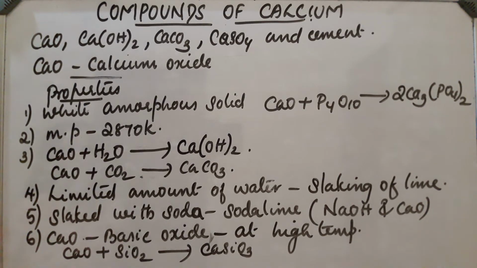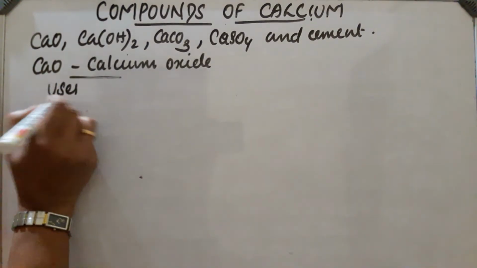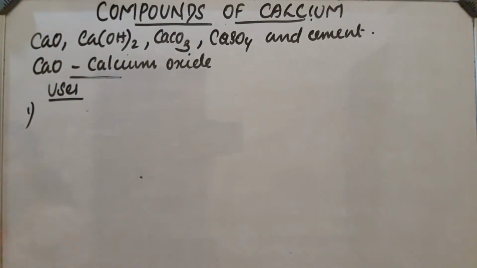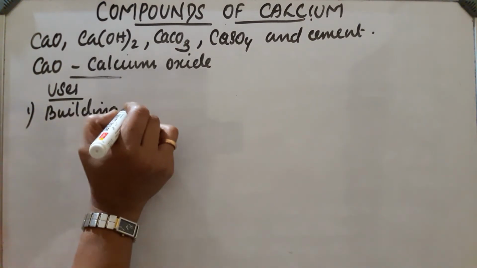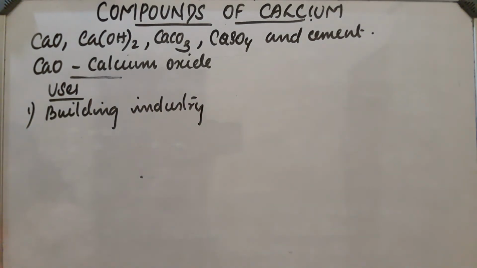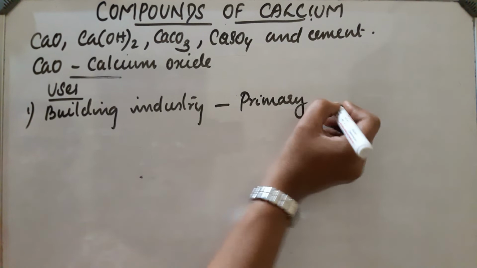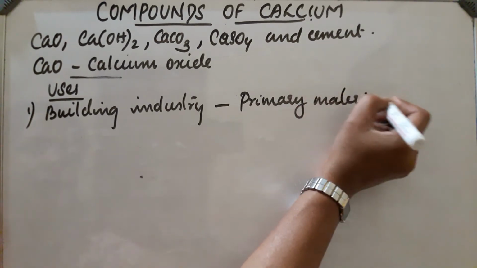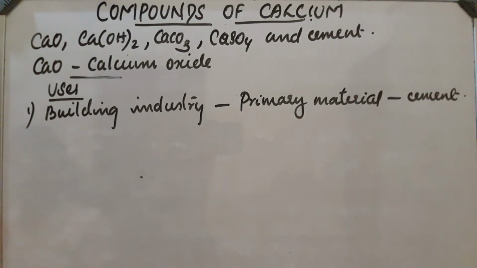Next, uses of calcium oxide. First point, it is used in the building industry. That is, it is used as a primary material for the manufacture of cement, and it is the cheapest form of alkali.